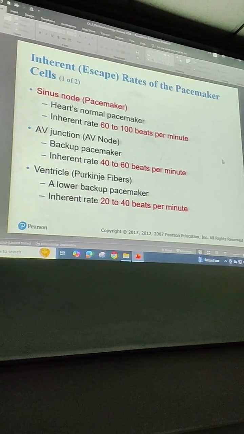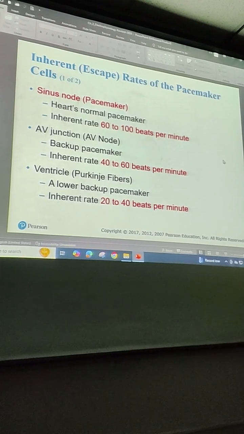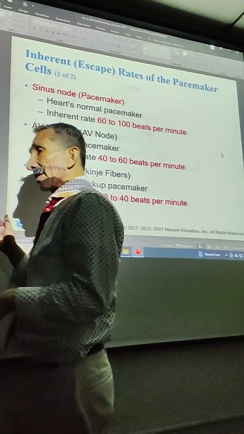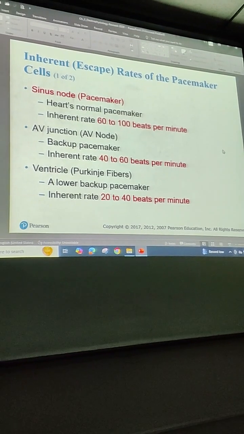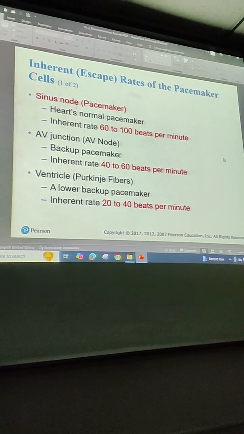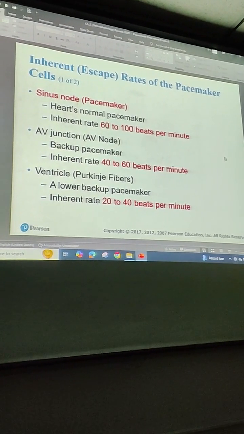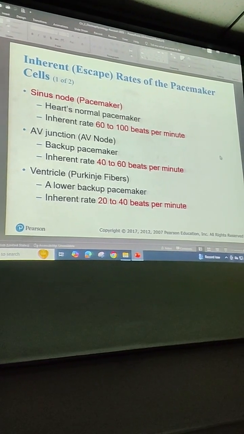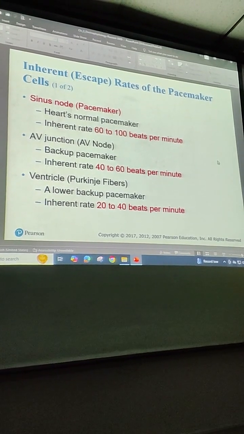One from the atria, one from the ventricles, whether the atria is failing or whether the ventricles are failing. So let's talk about these inherent rates. Inherent means it is natural, it's within how they should be pacing themselves. It's not something that we're gonna add to it. No, this is how our heart functions.